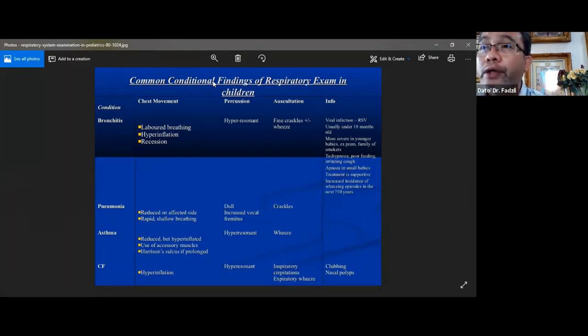If you cannot do the posterior cervical lymph nodes, you can do them anteriorly if the patient is lying down. But most patients cooperate, so you can sit them up and examine the neck lymph nodes. After that, you examine the liver to see if it has been pushed down or not. So you finish your examination within 10 minutes. I'll give you an example.